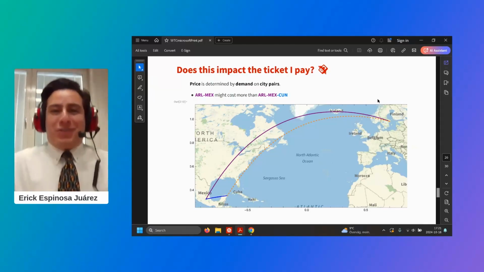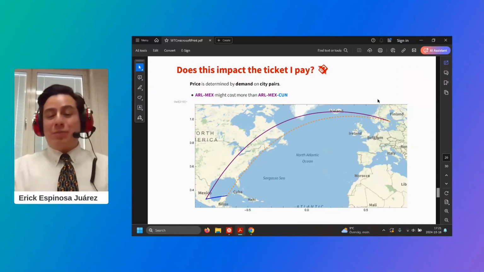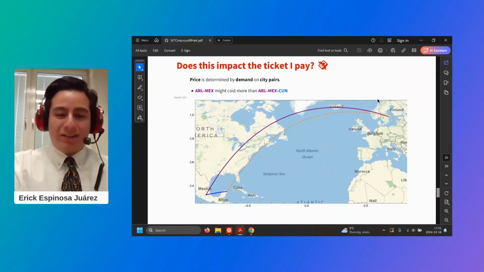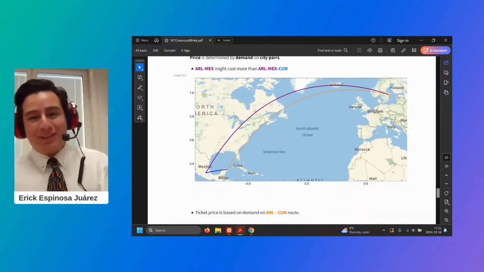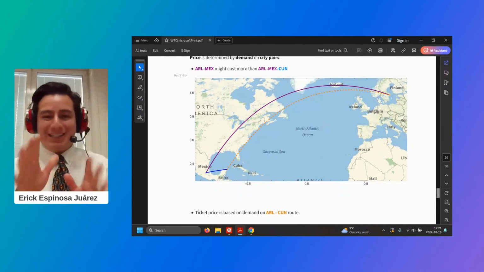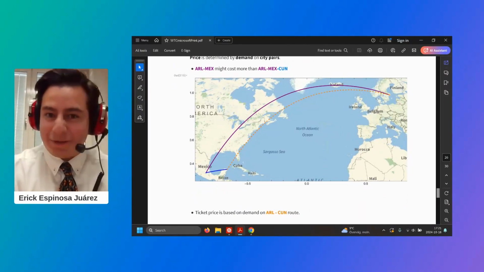This, of course, doesn't make the minimum sense if you consider the cost, but the price is gotten here based on the demand from the Stockholm Cancun route, which is the orange dashed line that you can see in the map.